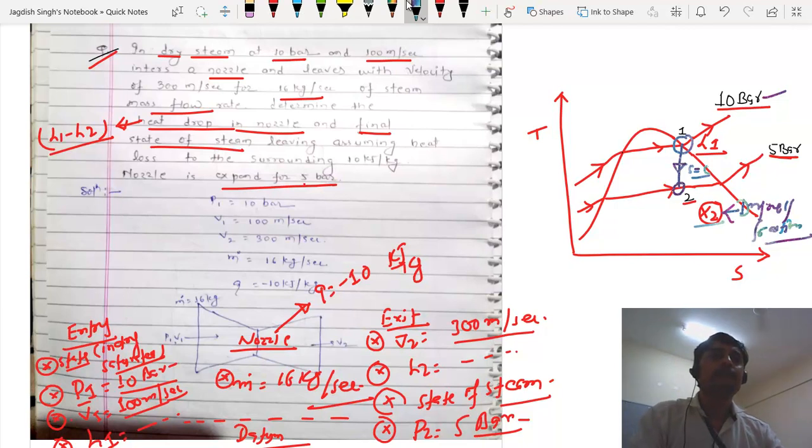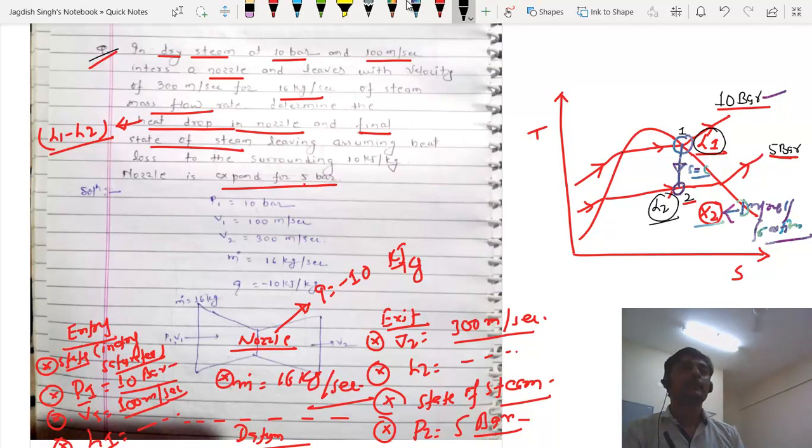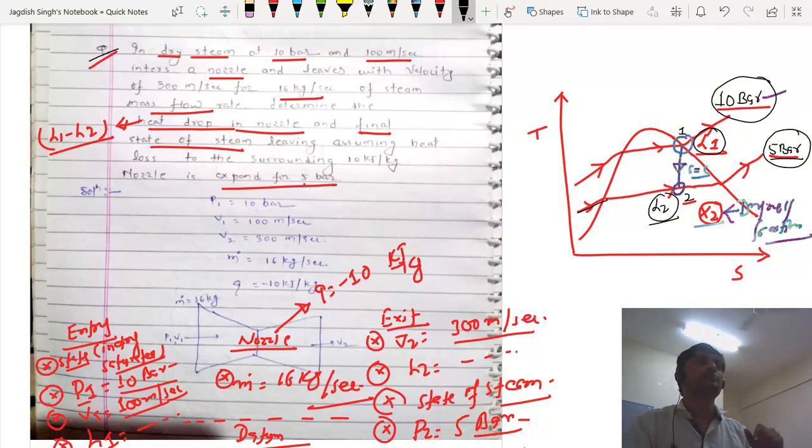Okay, so at this point, let us suppose H2 is the enthalpy at exit, H1 is the enthalpy at entry. And this expansion is up to 5 bar. So this line is a constant pressure line having pressure 5 bar. So expansion takes place from 10 bar to 5 bar. Right, this is the problem explained on the TS plot, so that we can find out the state of the steam. The state of the steam is wet, because this point lies in the wet zone. Now we have to calculate the enthalpy at point 2 and so on.